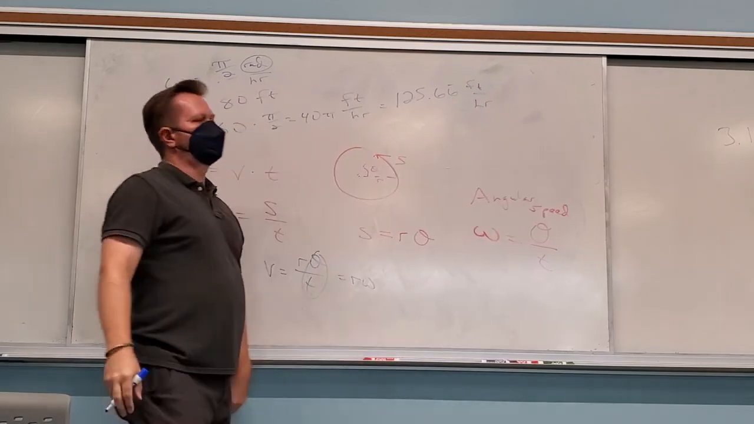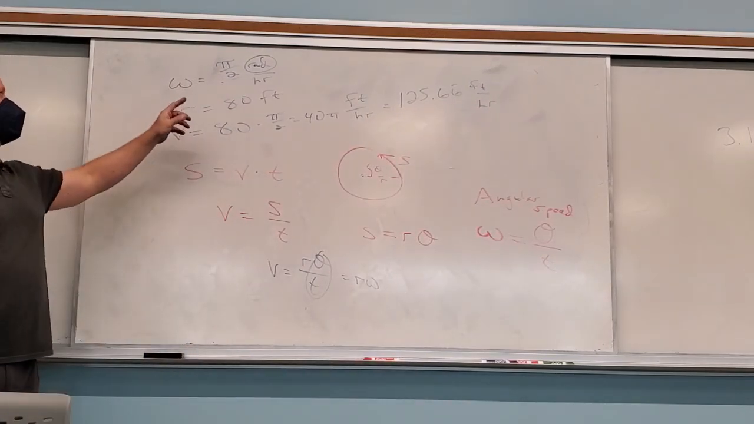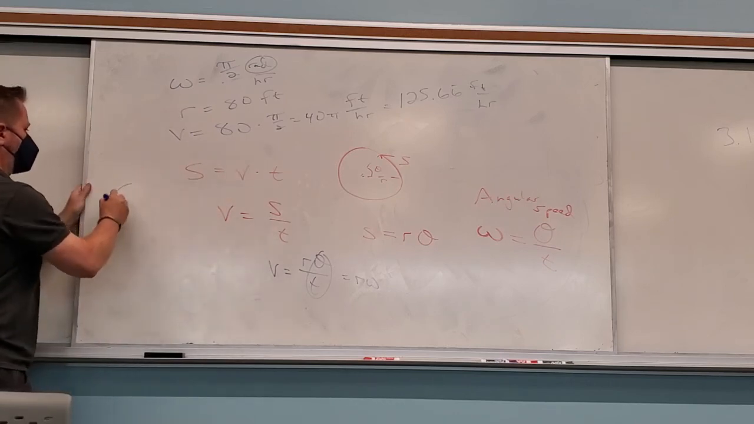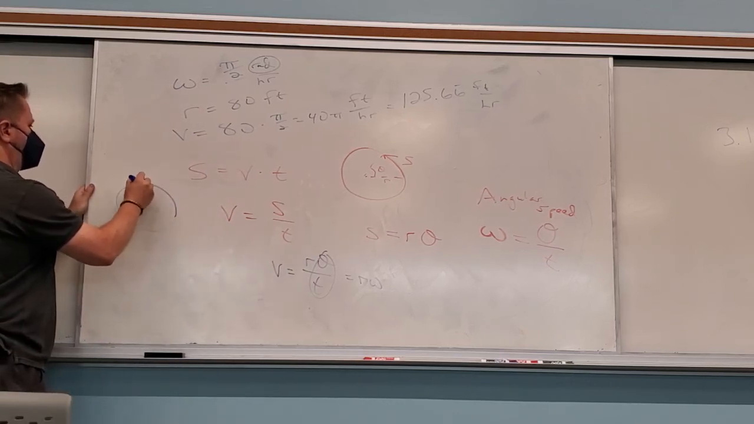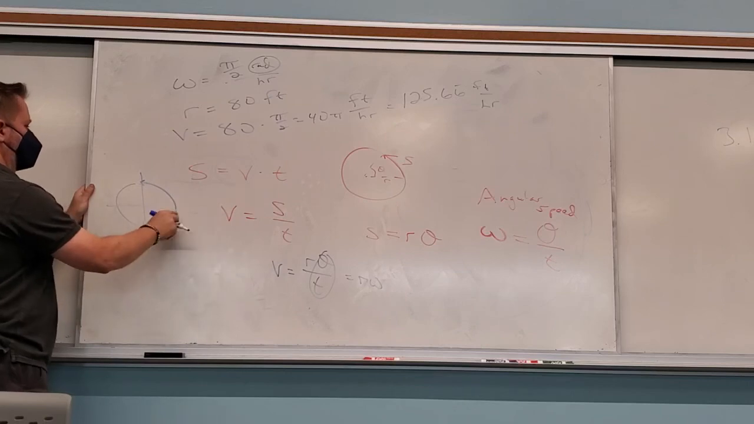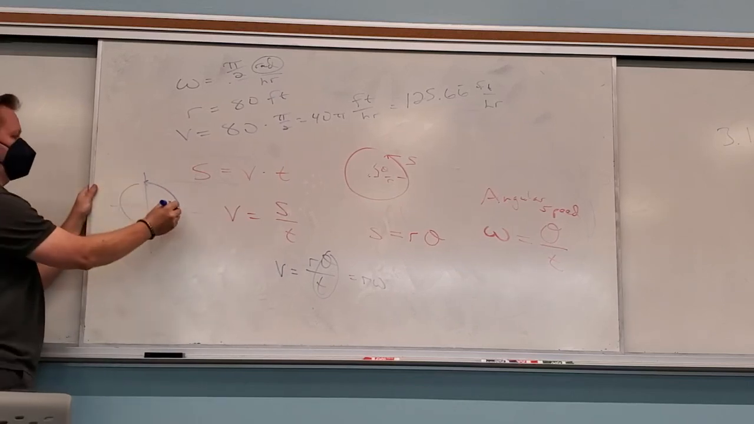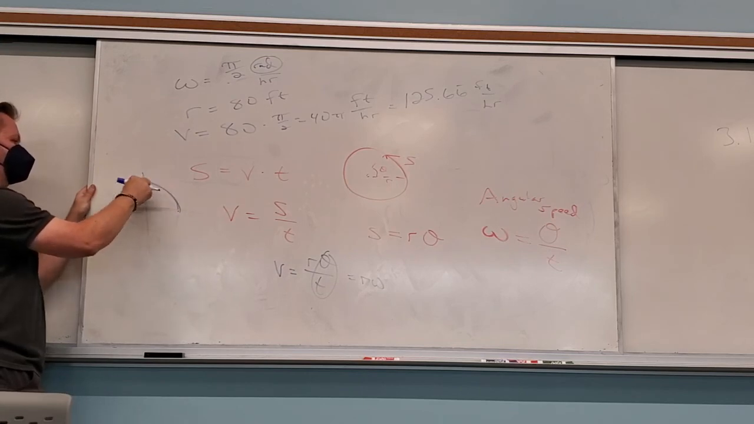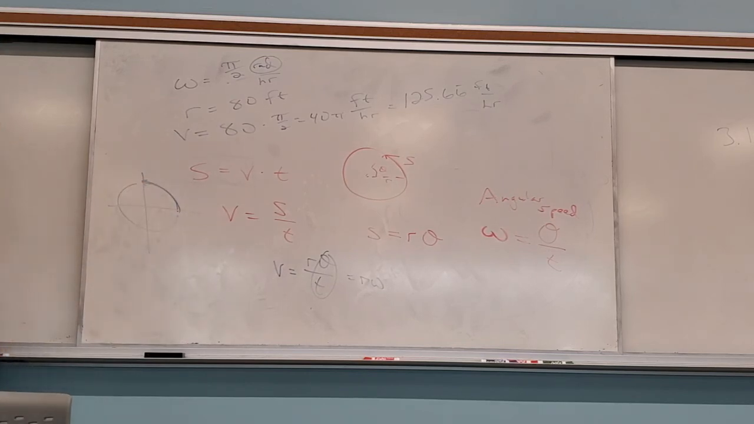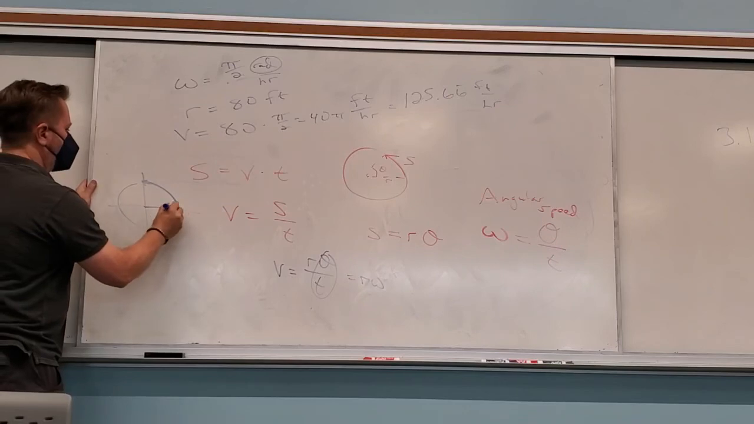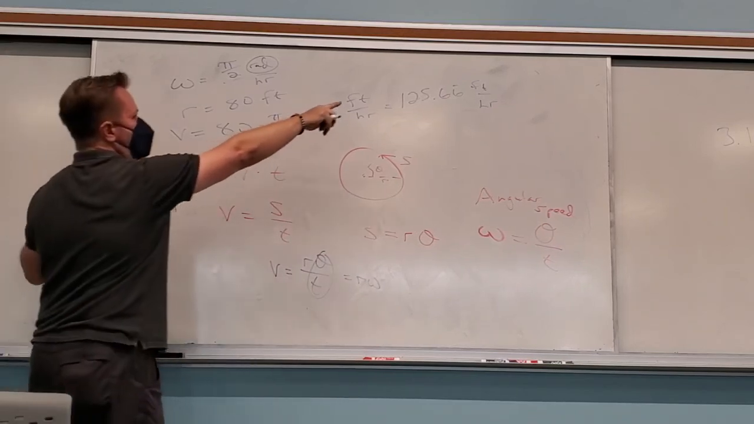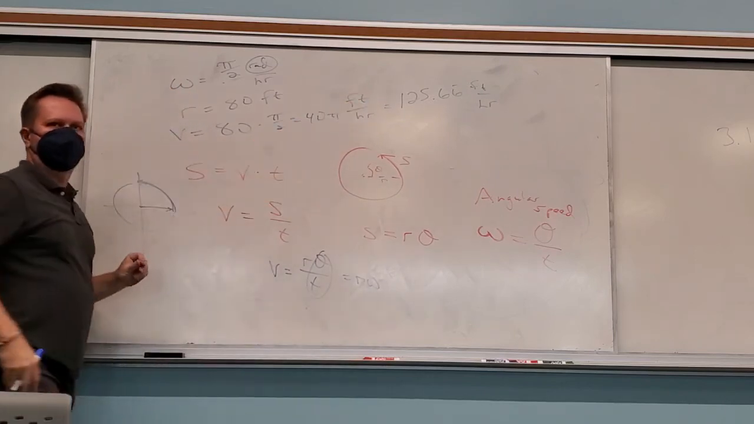Okay. So if you're rotating pi over 2 radians per hour, on this circle, it takes you an hour to get here. Does that make sense? So that's what that means. Pi over 2 radians. So here's pi over 2 radians. It takes you an hour to get there. And it's an 80-foot radius. So how fast are you actually moving through this distance? 125.66 feet per hour.